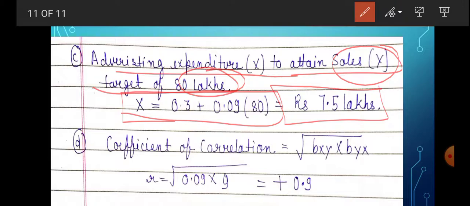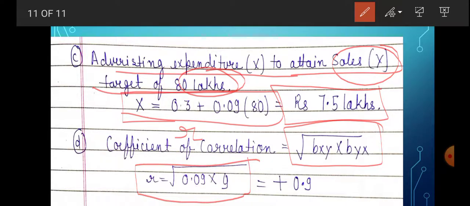One more question was there in which we have to find the coefficient of correlation, that is r. Earlier I have discussed that r is given by root over bxy into byx. So just put the values, take the square root, and you'll get 0.9.